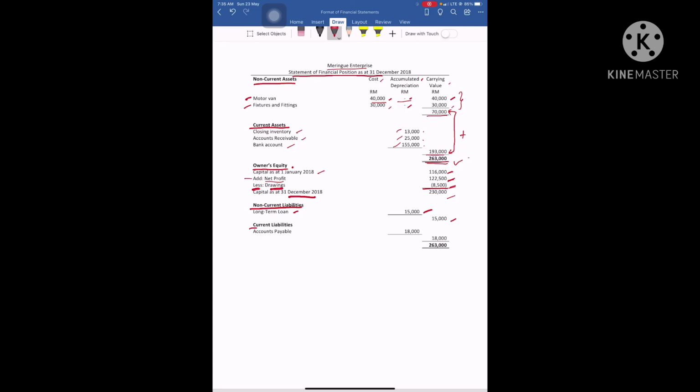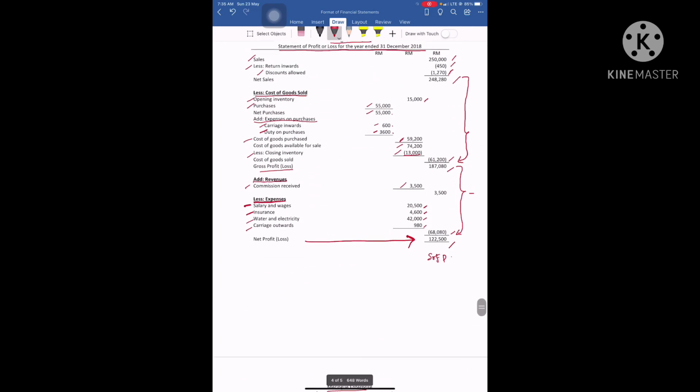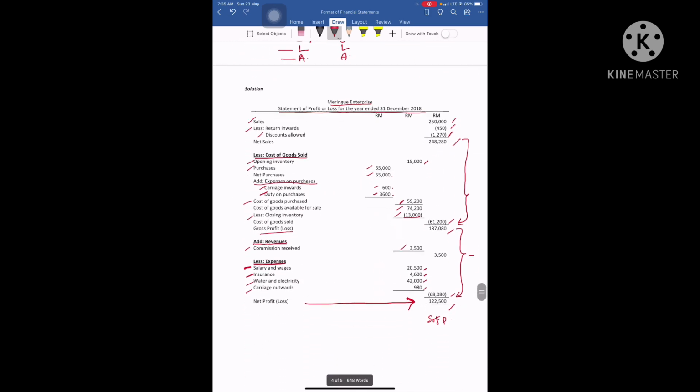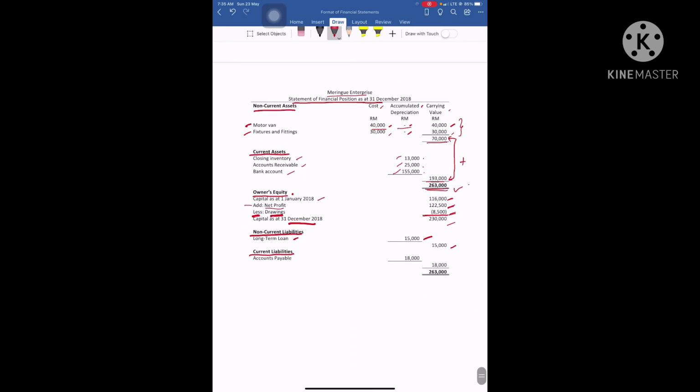And then we also have our current liability. Come, we look back at our trial balance. What else except for the account payable? The account payable is 18,000. So we write it down, account payable 18,000. So what we have to add up is our capital 230,000 here, plus our long-term liability 15,000, and then we add our current liability 18,000.